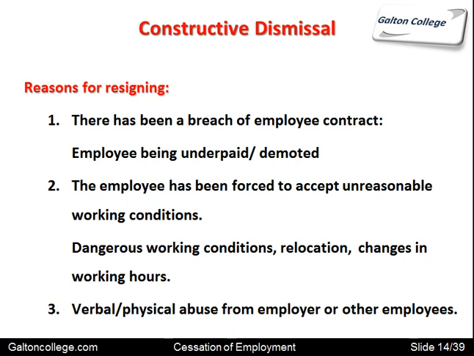And of course it could be actual physical or verbal abuse from the employer or from other employees. So if it's verbal or physical abuse, then the person is being bullied. The person feels intimidated, and leaving is really the only option. But that's unfair. So it's constructive dismissal. There would be an action against the employer for doing that. That is unfair.